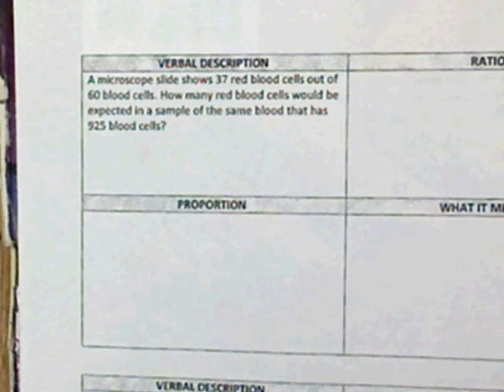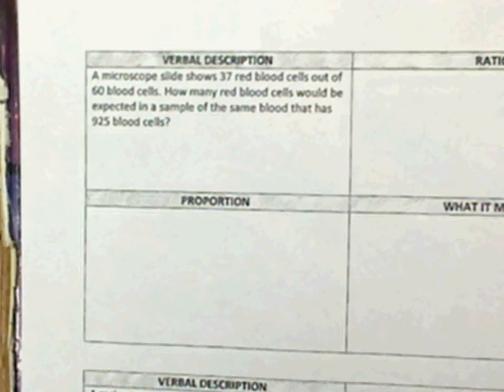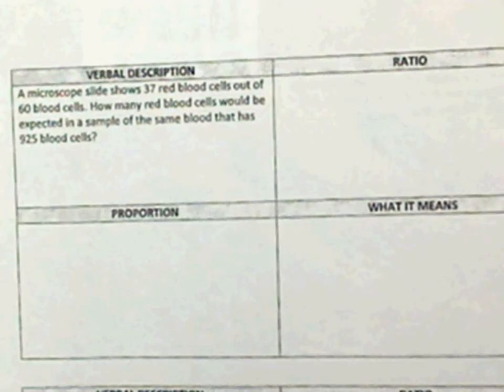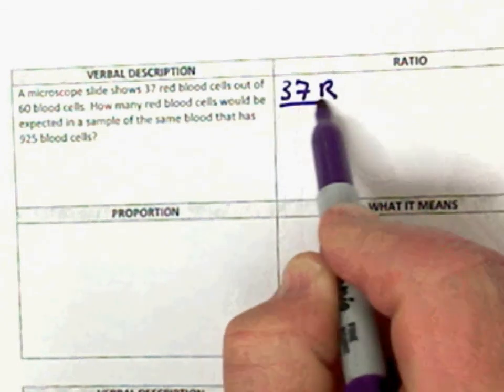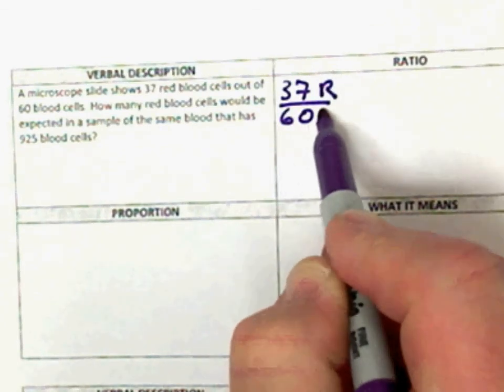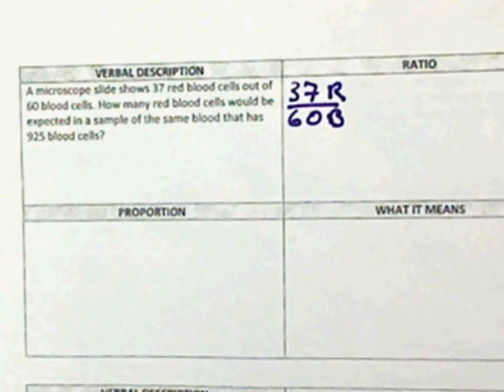So we have 37 red blood cells out of 60 blood cells. We're trying to find how many red blood cells would be expected in a sample of the same blood that has 925 blood cells. So what do you think our proportion, or our ratio, looks like? What ratio are we going to start with, Shane? 37 over 60. You got it. I'm going to call it 37 reds over 60, and I'm just going to call them B. 37 reds over 60 B. 37 red blood cells over 60 blood cells.